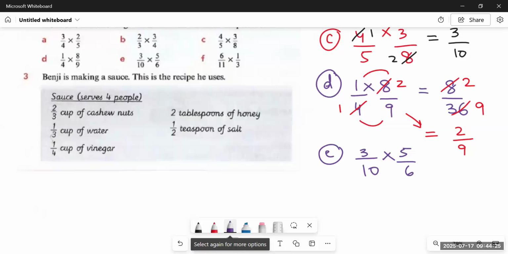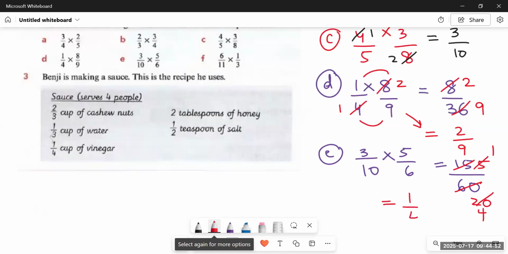See, 3 5s are 15 and 10 6s are 60. Now we can simplify both of them. I know that 15 4s are 60, but if you can't simplify with a greater number, you can split it into parts. So it would be like 3 5s are 15 and 3 2s are 6 and 0. Then 5 1s are 5, 5 4s are 20. So the answer would be 1 upon 4.